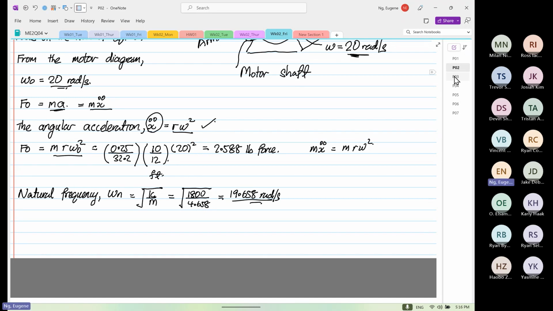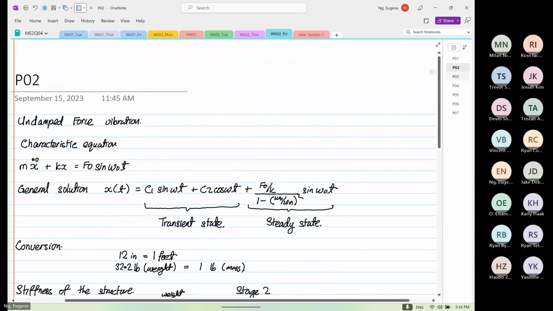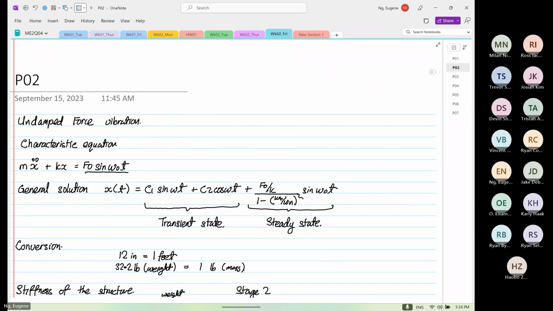Wait. That is F naught, not J. The full equation is what? Okay. So it's not a constant. If it's a constant value, it's good. It will not vibrate at all.